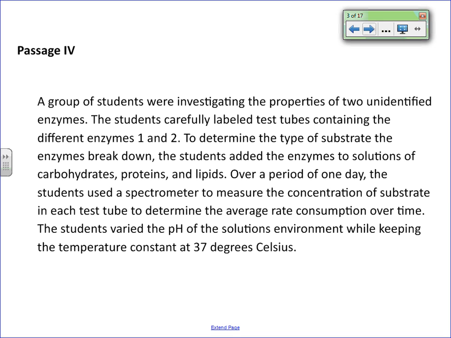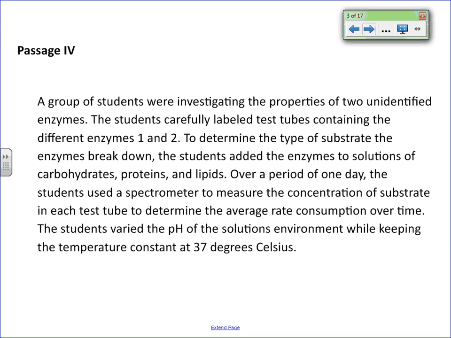A group of students were investigating the properties of two unidentified enzymes. The student carefully labeled the test tubes containing the different enzymes 1 and 2. To determine the type of substrate the enzymes break down, the students added the enzymes to solutions of carbohydrates, proteins, and lipids. Over a period of 1 day, the students used a spectrometer to measure the concentration of substrate in each test tube to determine the average rate of consumption at the time. The students varied the pH of the solution environment while keeping the temperature constant at 37 degrees Celsius.